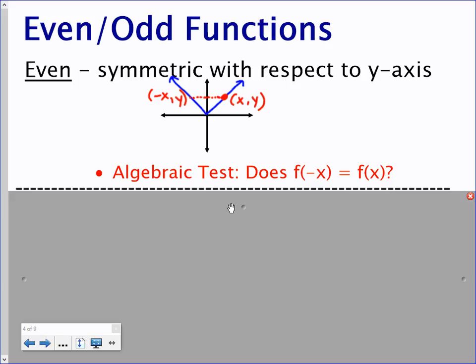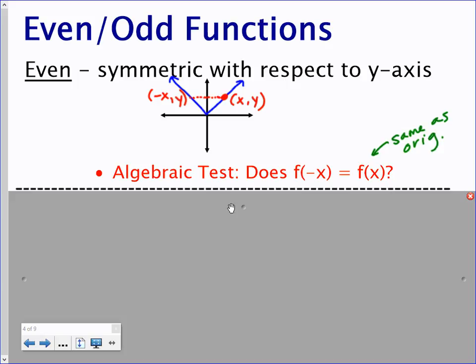If you replace x in the original function with a negative x and simplify, you should be getting the same y value, which is the same y value as the original function, which we would describe as f of x. So if f of negative x simplifies to be the same as the original function, then it's even.